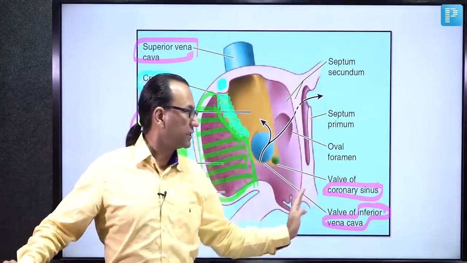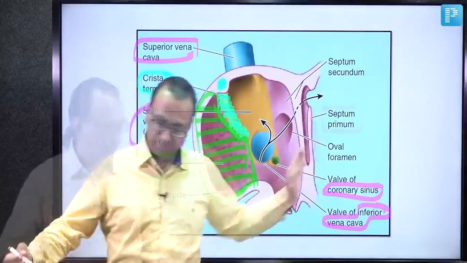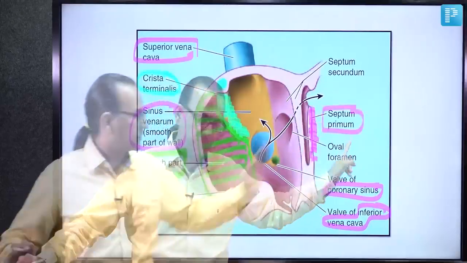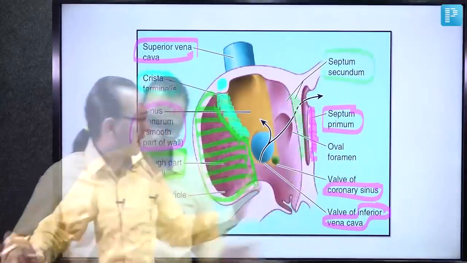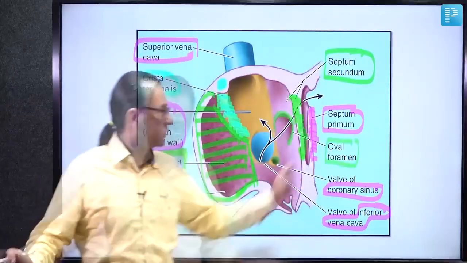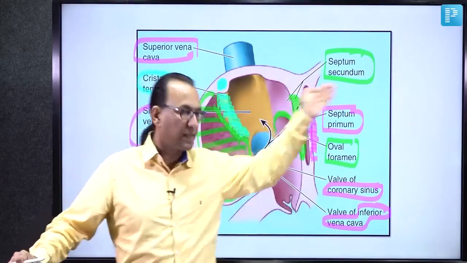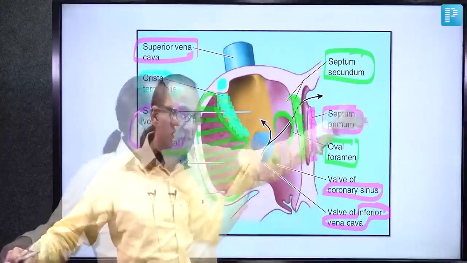Here you can also see the interatrial septa. The first septum comes on the left side, and it is called the septum primum. The second septum comes on the right side and is called the septum secundum. There is an opening in the septum secundum called the oval foramen, which will let the blood come from the right atrium towards the left atrium in the fetal circulation.